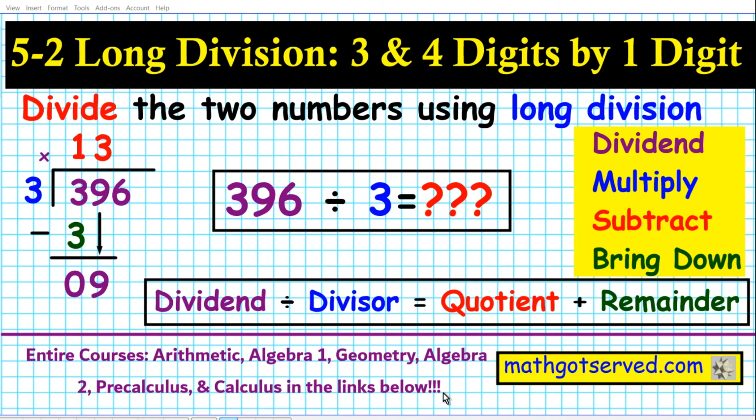In this clip, we're going to be going over section 5.2 on our series on long division. We're going to be looking at how to divide 3 and 4-digit numbers by 1-digit numbers. The types of problems we're going to be covering in this presentation is given here. 396 divided by 3. We can see that the long division algorithm is used for it.